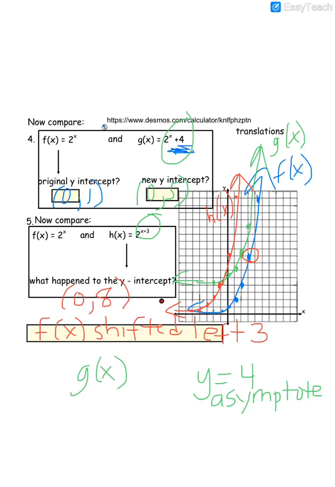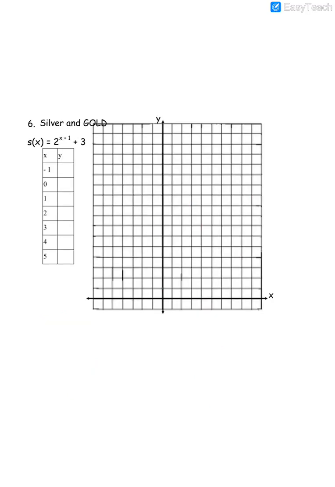All right, let's try the next one. So we have silver and gold already. Silver and gold are all the same, so we're all going to do 6, 7, and 8. I don't really know why there's silver and gold here, so we're basically going to say goodbye to that. And we're all going to be doing 6, 7, and 8.